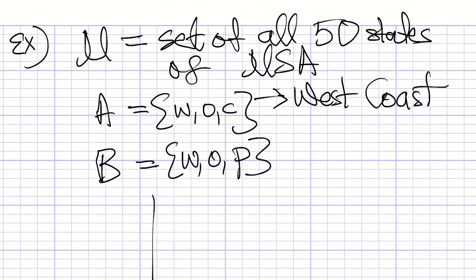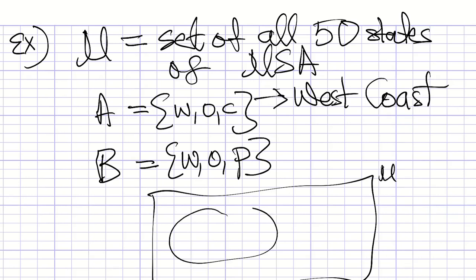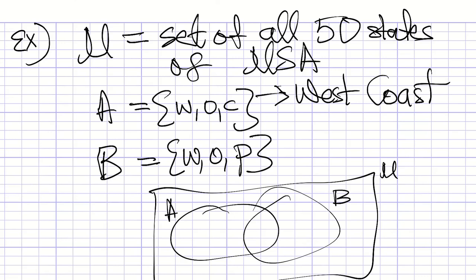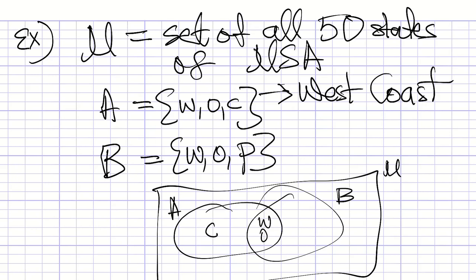So we'll draw the universal set like that. And then notice that A and B have something in common. They have W and O in common, right? So you draw it like this. This is A and this is B. What do they have in common? They have W and O. And then this one has C by itself, this one has B by itself. You see how you proceed? Because A still contains all its elements, and B still contains all its elements, right?